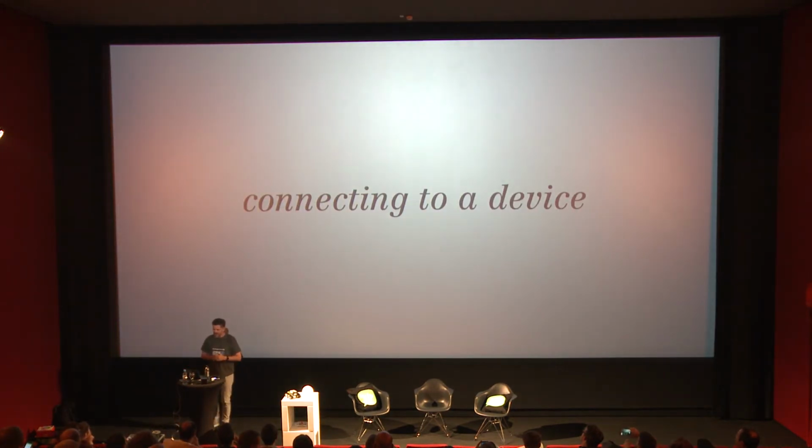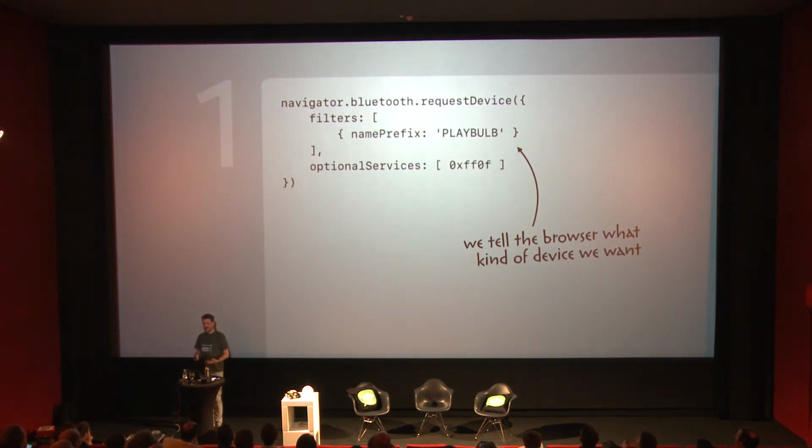Connecting to a device. Well, you need an API for that. And there is an API for that, and it's called navigator.bluetooth.requestDevice. And you can basically request a connection to any Bluetooth low energy device in the room. And you can specify a filter to make the selection smaller, to make sure you have the right device.